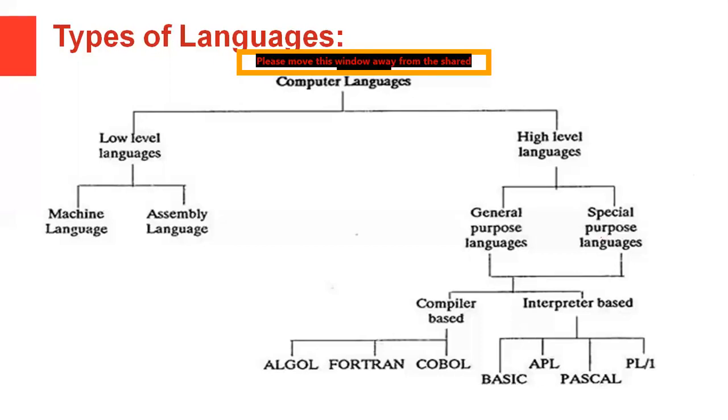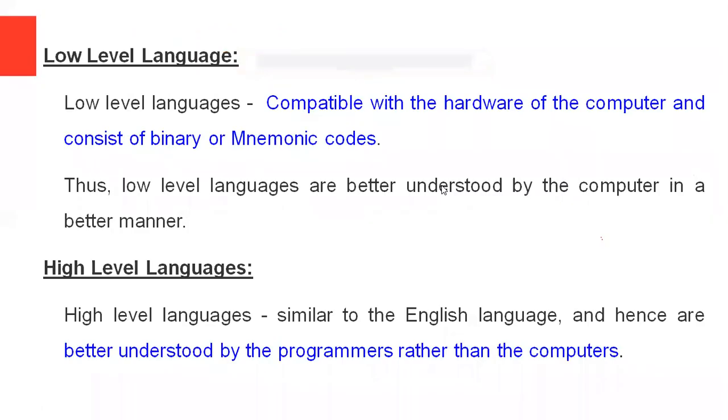So that is the computer. These two are the computer languages, low level languages and high level languages. So these are the types of the languages. So next one, what is a low level language?